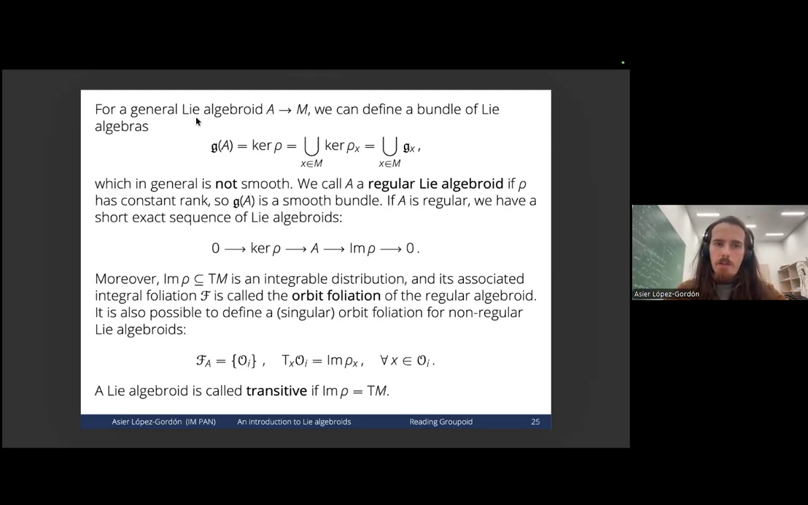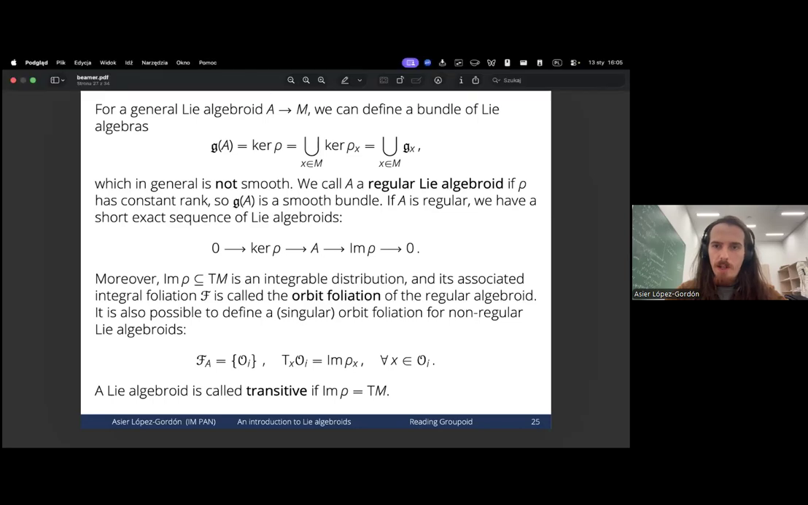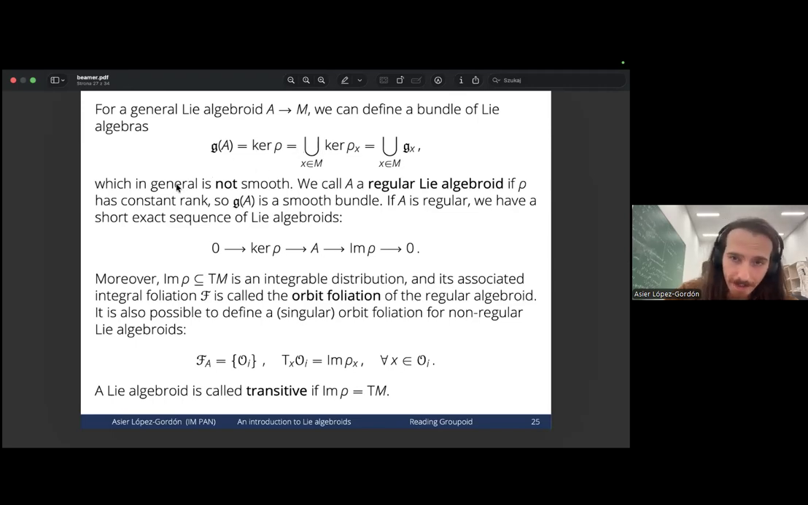And now let us consider again a general Lie algebroid, not necessarily integrable, so not necessarily coming from a Lie groupoid. And we can define the following bundle of algebras. So we have the isotropy algebra at each point, and we consider the union of all of them, but note that this in general will not be a regular or a smooth bundle, because I have not assumed that the anchor has constant rank. If it has constant rank, then we will say that the algebroid is regular, and we will have this short exact sequence.